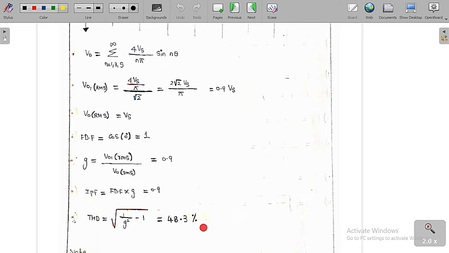So you can analyze two things from the single phase half bridge voltage source inverter and the single phase full bridge voltage source inverter. The distortion factor is the same, which is 0.9, the input power factor is also the same, which is 0.9, and the THD is also the same, which is 48.3%, for both the single phase half bridge voltage source inverter and the single phase full bridge voltage source inverter. For both of these circuits, it is the same.